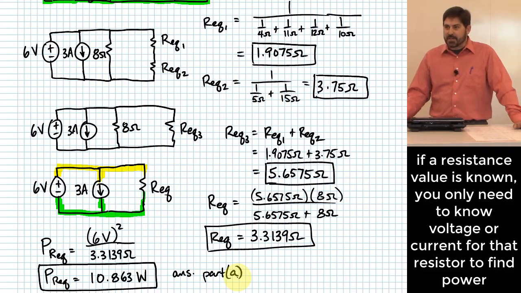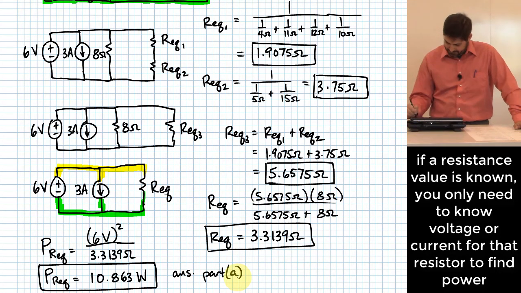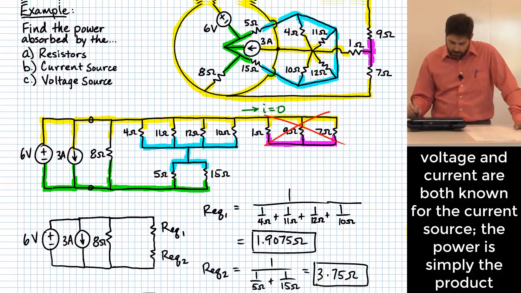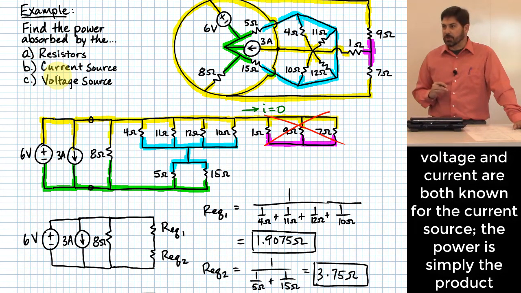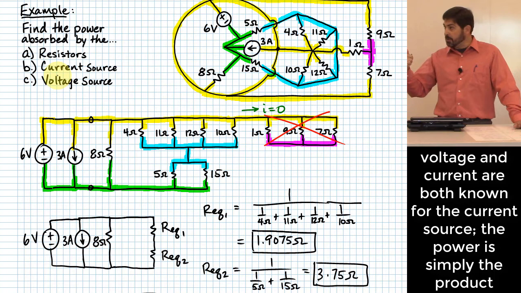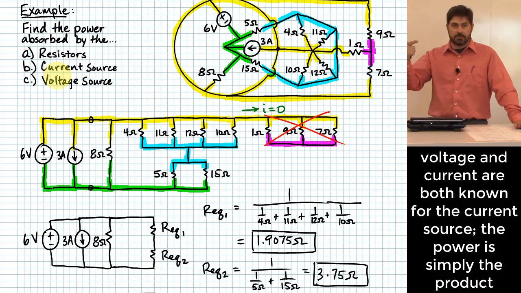Was there anything else I needed to do? I want to know the power absorbed by the current source also. Well, you want to know something cool? I didn't need to do any of that to find that value. Why not? I know the current and I know the voltage for that element. The voltage source is holding the voltage across the current source, and the current source is ensuring that a particular amount of current is flowing through it. So for that element, I know both the voltage and the current. How do I find power?